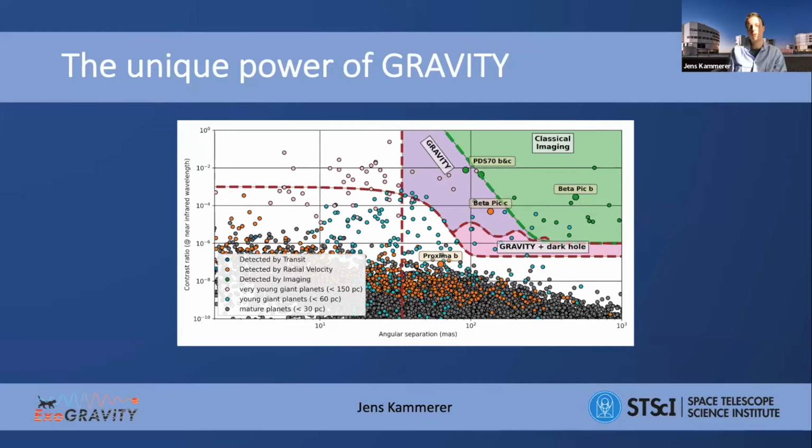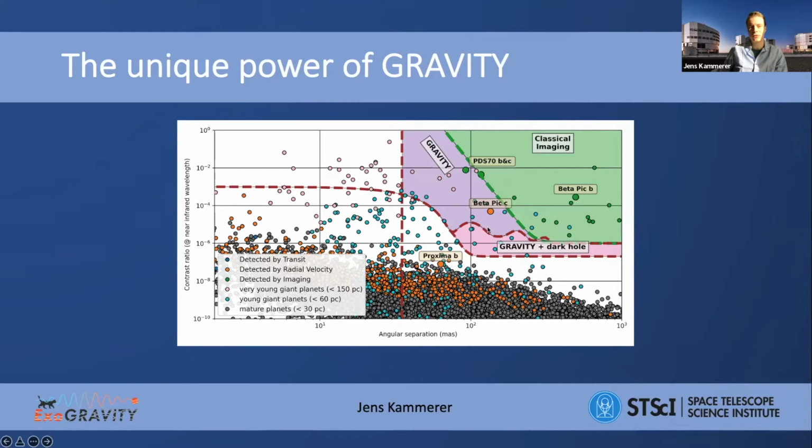I wanted to start my talk with this plot here that's showing the contrast versus the separation of some known transit, radial velocity, and imaging planets, as well as a simulated population of mature, young, and very young giant planets underneath. And I think it nicely shows here this blue region that with GRAVITY, we are now significantly expanding the parameter space where we can directly detect exoplanets towards much smaller angular separations. And this, for example, brings us closer to this population of the radial velocity planets. In fact, we have already directly detected one of them, Beta Pictoris C, and I will talk about this a little bit more detailed later.